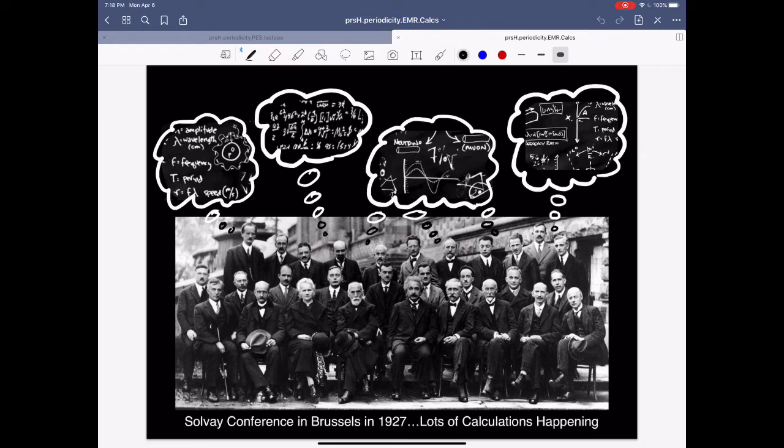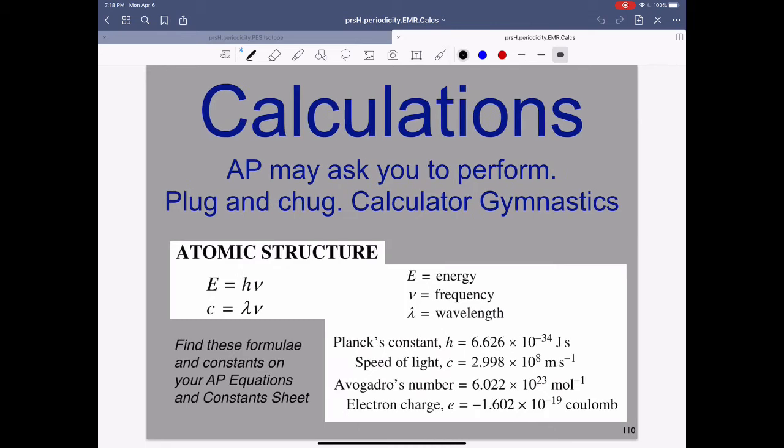Okay, this is a short video about calculations that you'll find on the AP exam in reference to atomic structure. Really, there's a lot of plug and chug. Please, it would be great if you would be sure and locate these formulae and constants on your AP equations and constant sheet. Under atomic structure, there are only two.